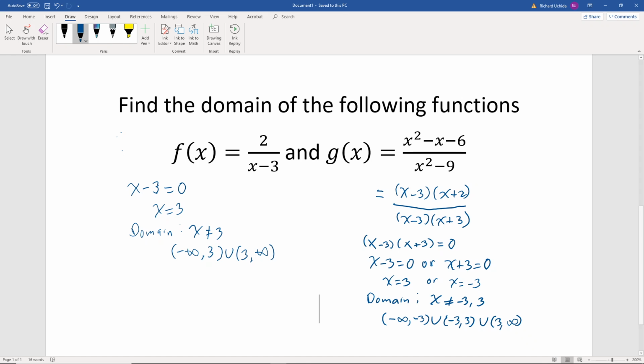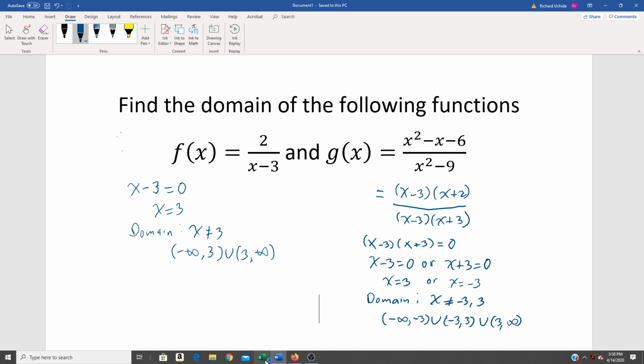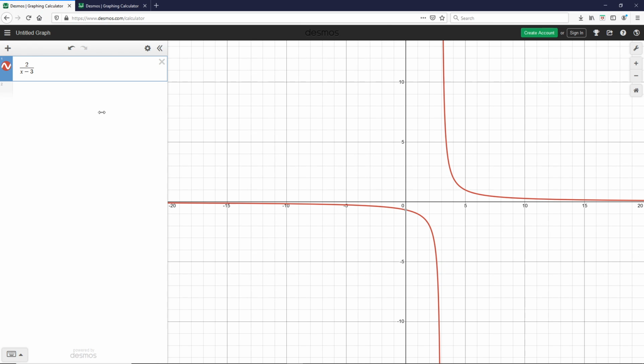Now let's look at the graphs of these so we can see how the domain relates to the vertical asymptotes of these rational functions. So let me pull up the graph and let's look at the first one. Oops, wrong thing. So we want to pull up the graph. So here's the graph of 2 over x minus 3.